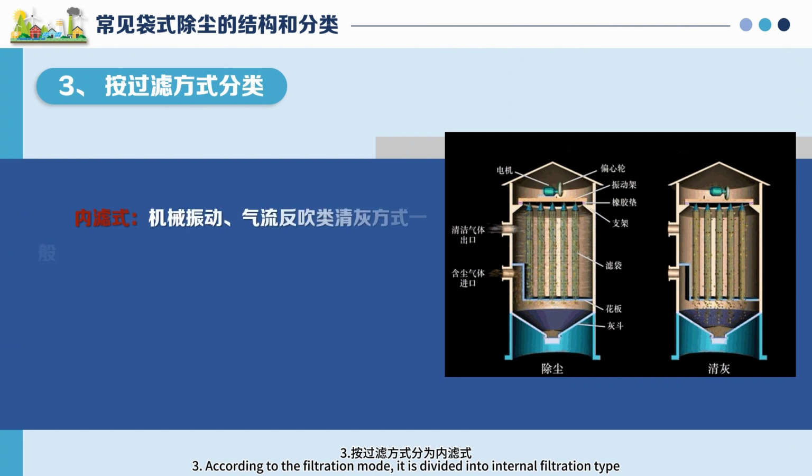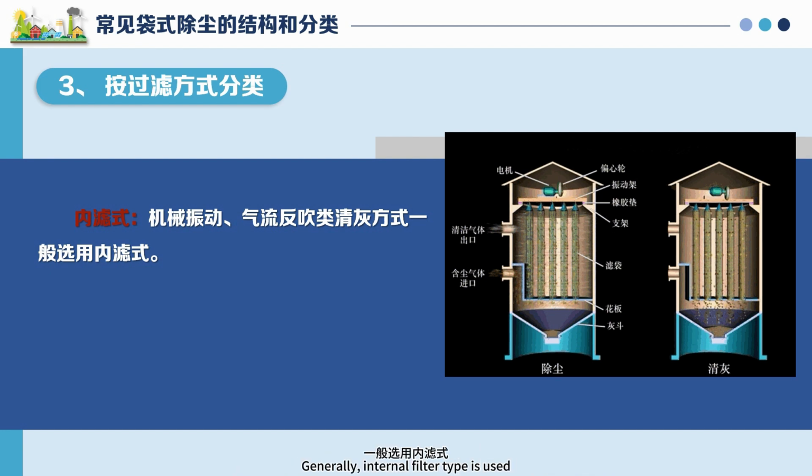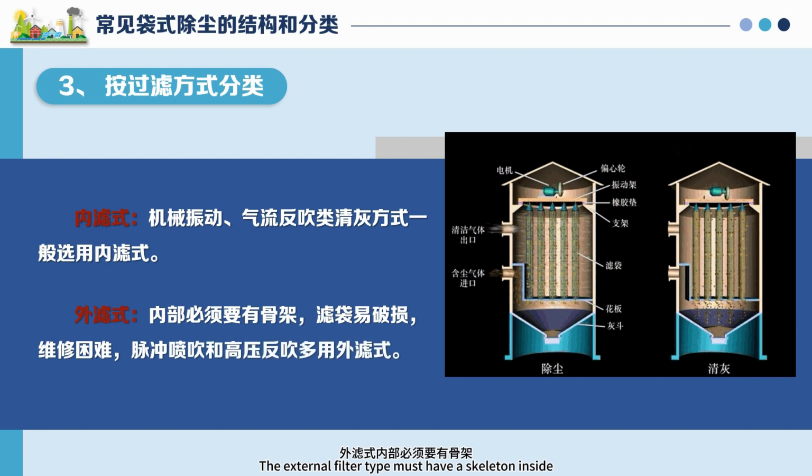3. According to the filtration mode, it is divided into internal filtration type, using mechanical vibration and airflow reverse blowing internal ash cleaning method. Generally, the internal filter type is used. The external filter type must have a skeleton inside, the filter bag is easily damaged, and maintenance is difficult. Pulse injection and high pressure backflow mostly use the external filter type.